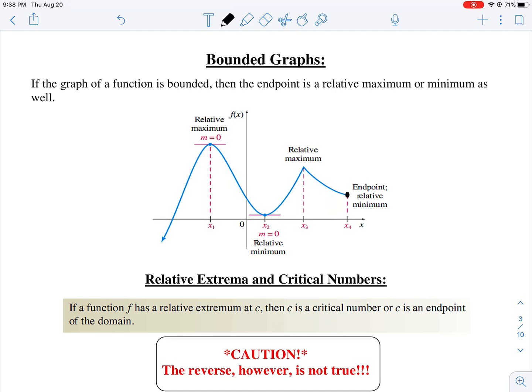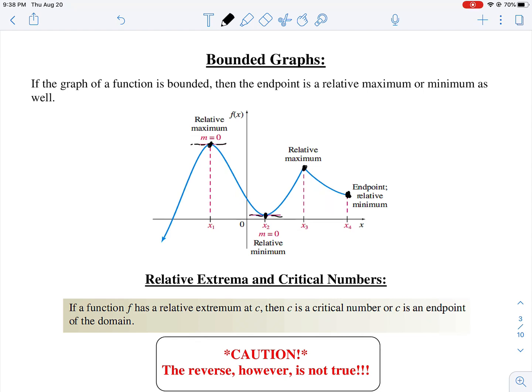Now, some books will argue that you don't know what's happening on the other side of this. The graph could go up and be a relative minimum, but what happens if the graph goes down and continues to go down? Then this point wouldn't be a relative minimum. But your book is going to say that you could have relative extrema at all of those different hills and valleys and at endpoints.